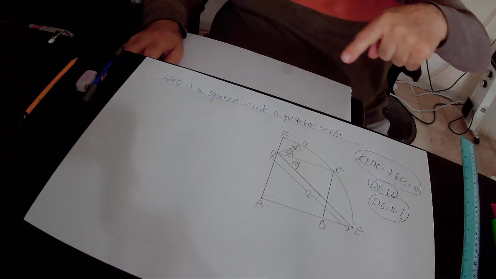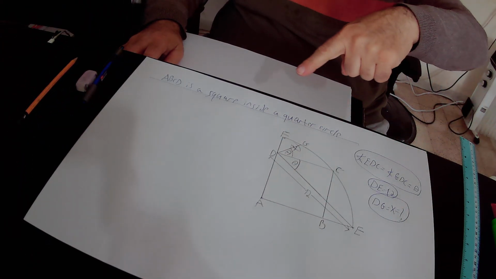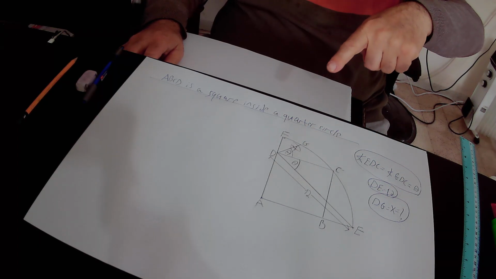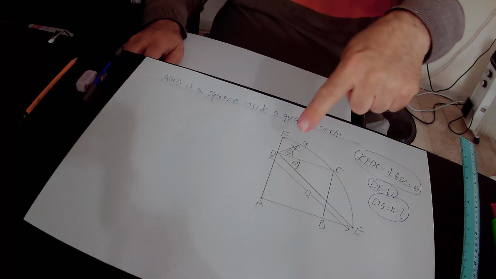And now in this lecture we'll find out the value of x. In the drawing we have a quarter circle. FAE is a quarter circle. Inside this quarter circle we have this square ABCD.